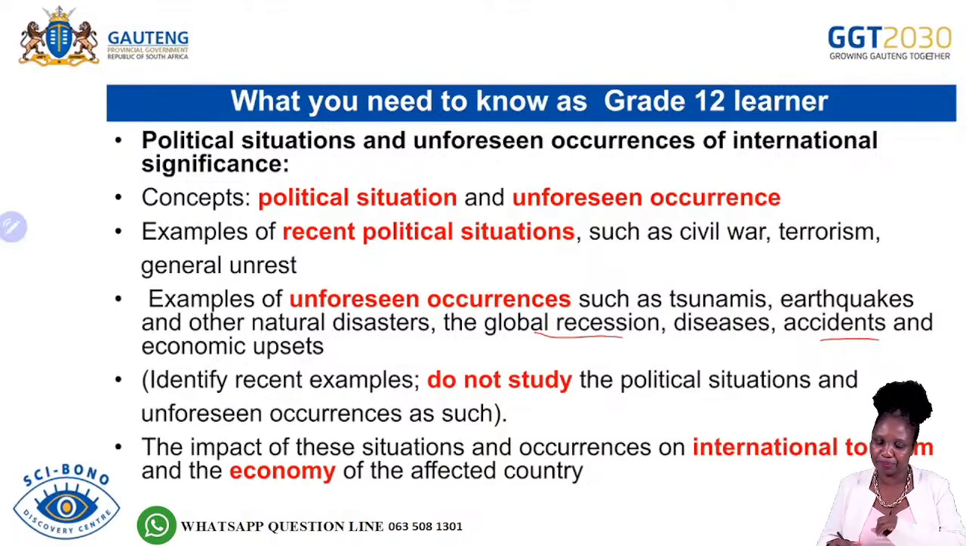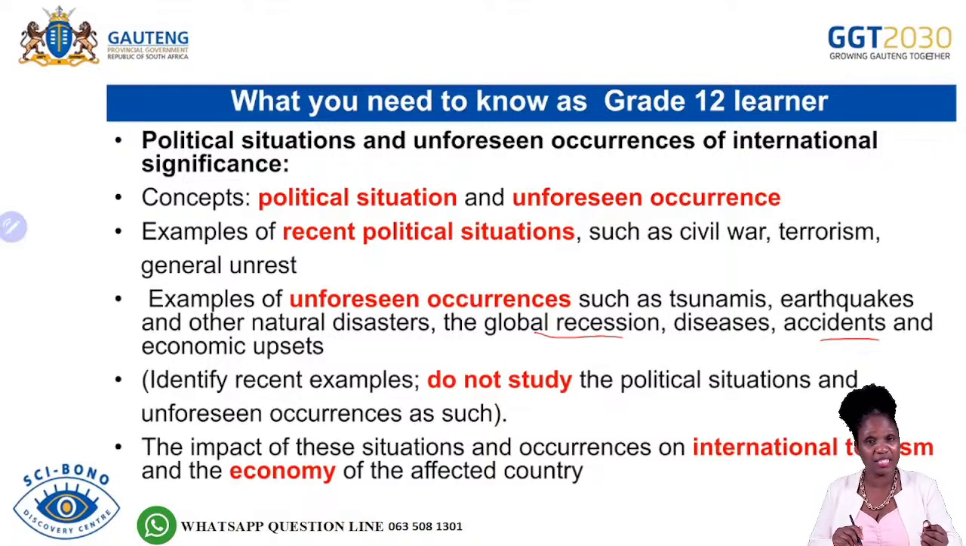Please don't start the political situations in unforeseen occurrences as such. Just mention them in passing. And then the impact of these situations and occurrences on international tourism and the economy of the affected country.